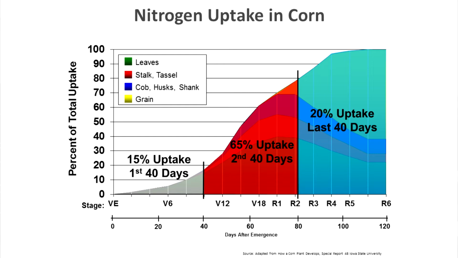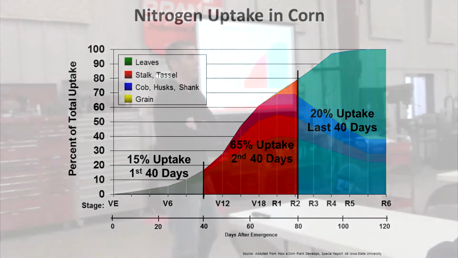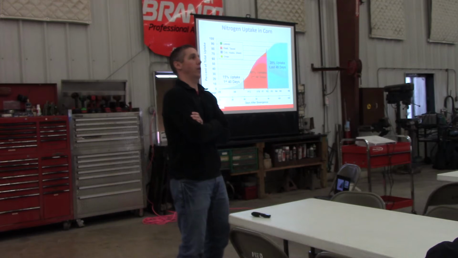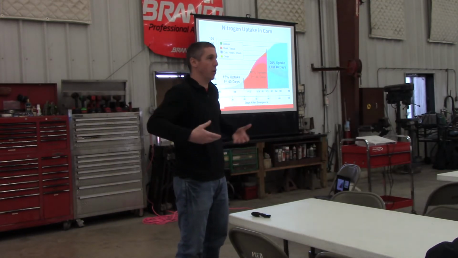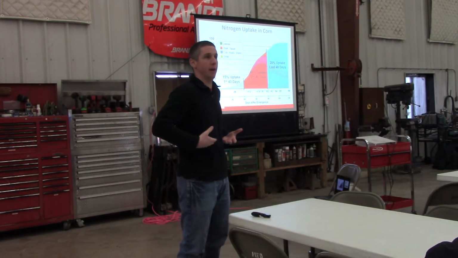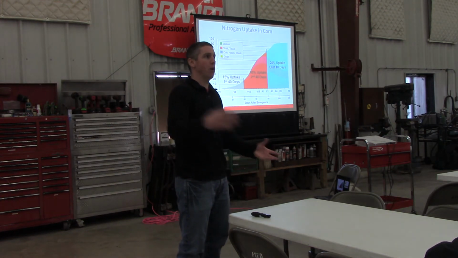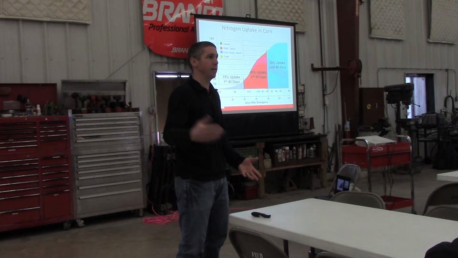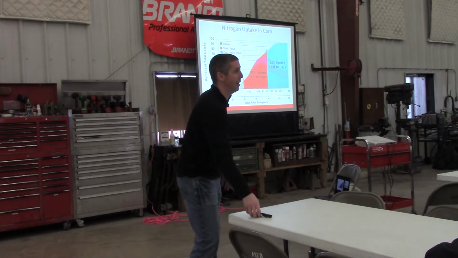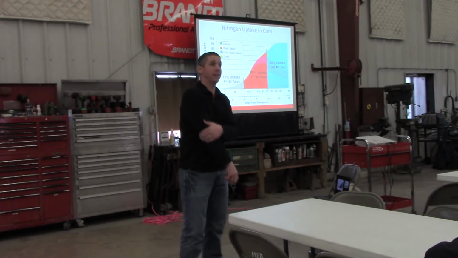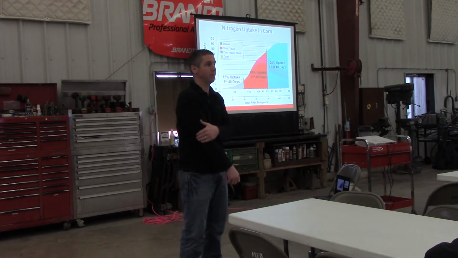And then in this last 40 days, you still have 20% of your nitrogen to go in. First time I saw this, I thought it was crazy. I've got 15% that's going to go in this real lush plant that's up to my waist, but after I've tasseled, I've got 20% that's going into the grain. So the corn plant isn't done with nitrogen once it gets fertilized and tassels. It's still actively taking in nitrogen.